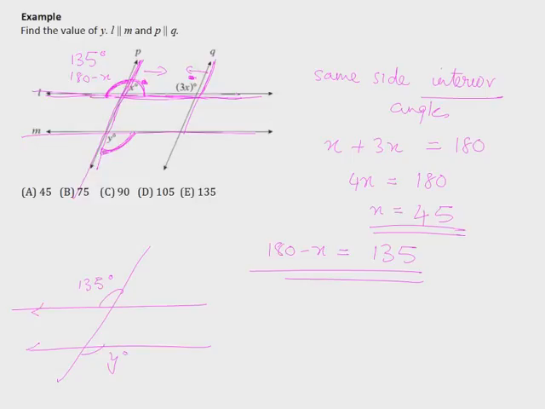L and M are parallel. What are these two angles called? Well, they're outside the two parallel lines, so they're exterior. And they're on opposite sides of the transversal P, so they're alternate. And what we know about exterior alternate angles? They're equal. That means Y must equal 135. So it's E.